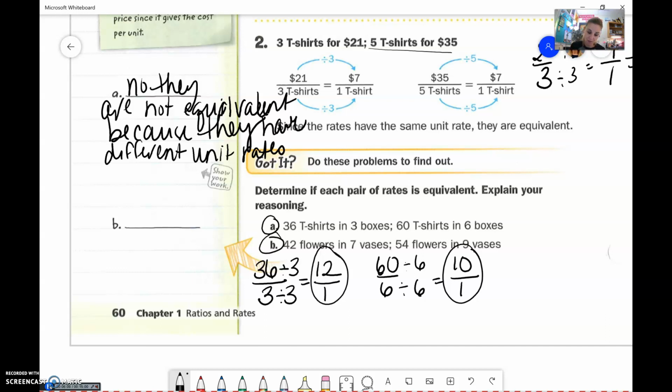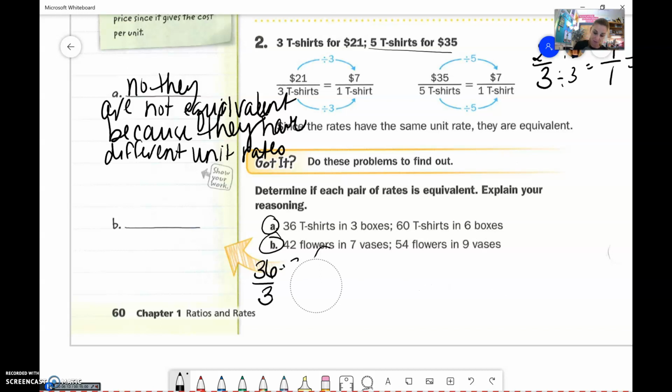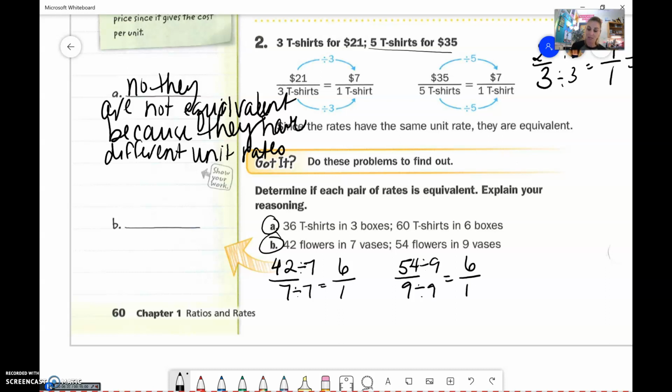The next one, let's take a look at this one. I hope you guys got that. I'm going to erase this part so I have a little bit of room to work. Okay, so 42 flowers in 7 vases versus 54 flowers in 9 vases. I know that I can divide each of these by 7, which is going to give me 6 flowers in one vase. I'm going to divide each of these by 9, which is going to give me 6 flowers in one vase. So are they equivalent?